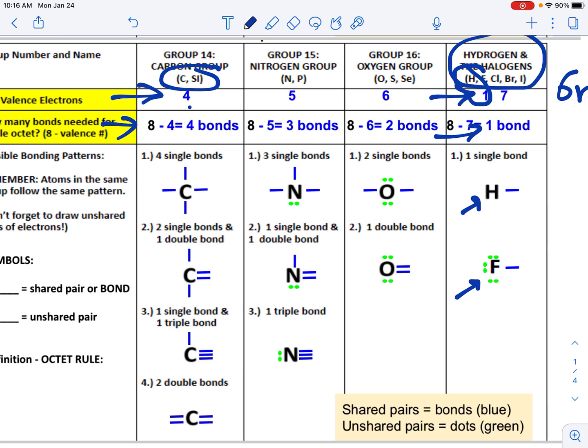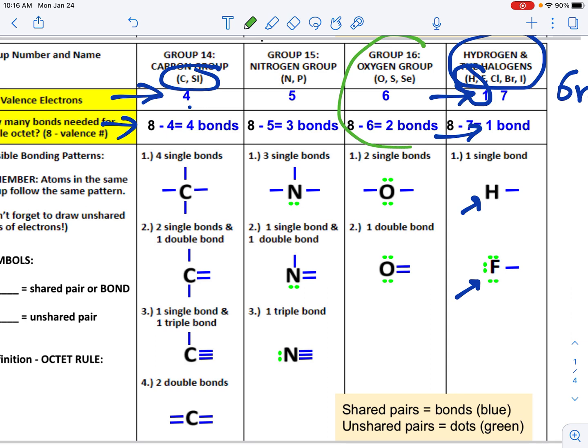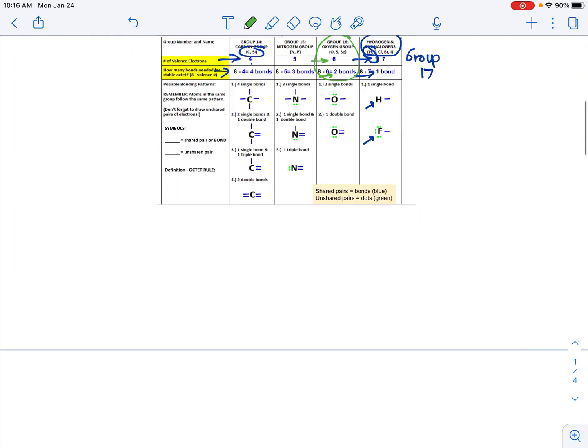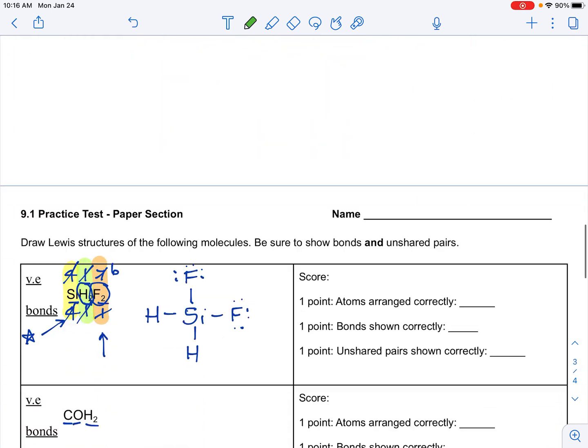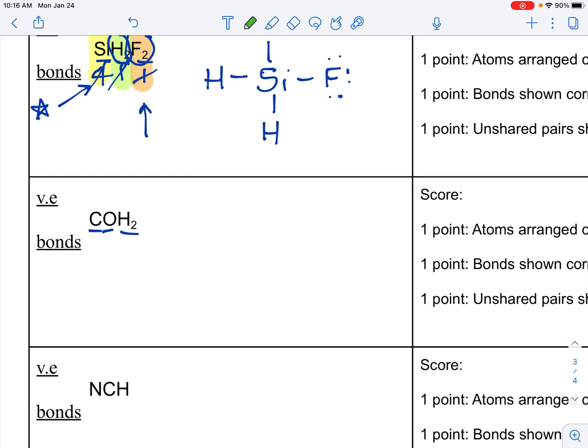And then the O is here in group 16. I guess I'll pick a different color. It has 6 valence electrons, and that means 8 minus 6, it needs 2 bonds. Okay, so I'm going to put above and below those numbers. Carbon was 4 valence electrons, and that means 4 bonds are needed. Oxygen was the 6 and the 2, and hydrogen is always 1, 1.